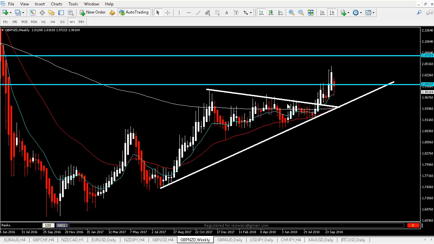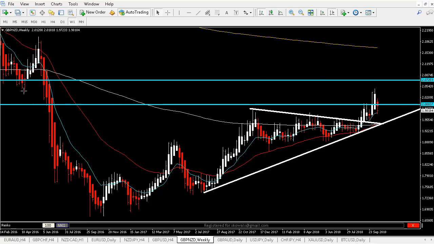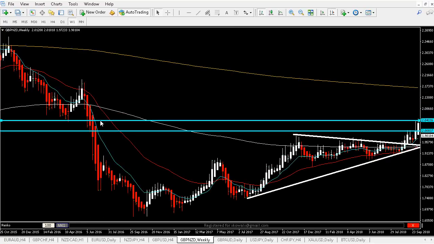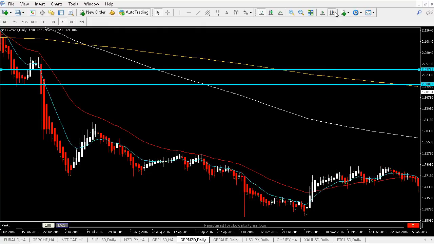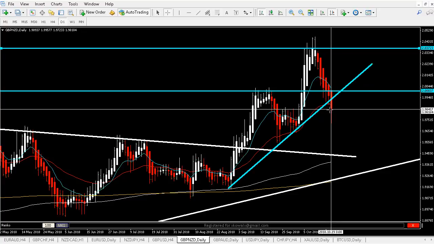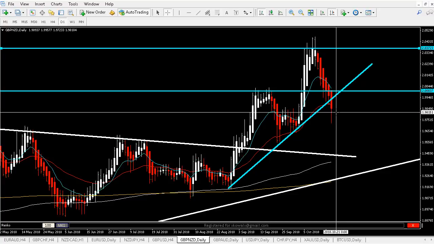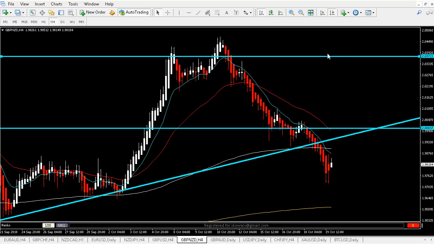GBP New Zealand dollar moved up, found the previous lowest points here. It found this area and it bounced. So right now it moved down a lot. We didn't see any bounces yet. What we need to see, that closed before the weekend. That means we need to look for short setups on the lower time frames to take entries here.